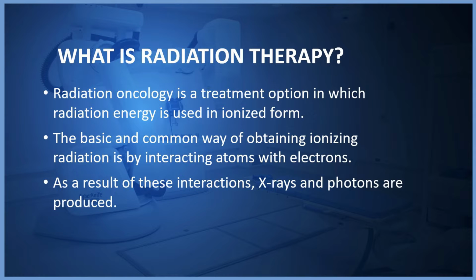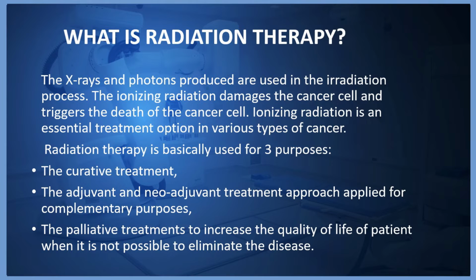What is radiation therapy? Radiation oncology is a treatment option in which radiation energy is used in ionized form. The basic and common way of obtaining ionizing radiation is by interacting atoms with electrons. As a result of these interactions, X-rays and photons are produced. The X-rays and photons produced are used in the irradiation process. The ionizing radiation damages the cancer cell and triggers the death of the cancer cell. Ionizing radiation is an essential treatment option in various types of cancer.